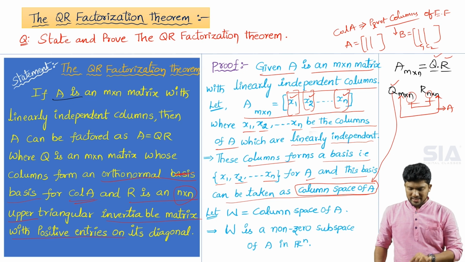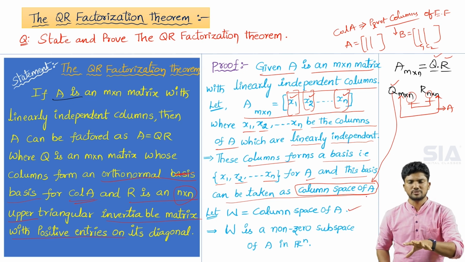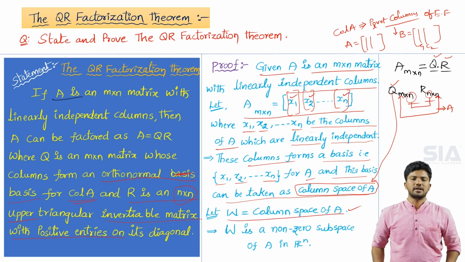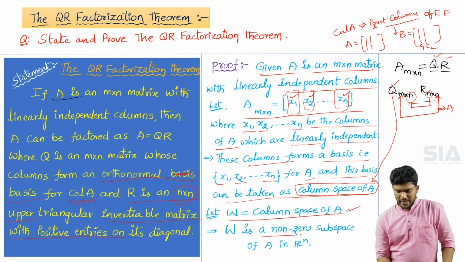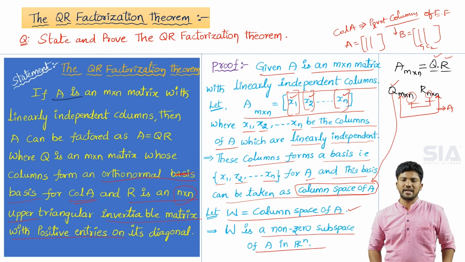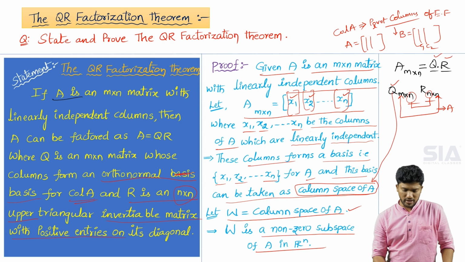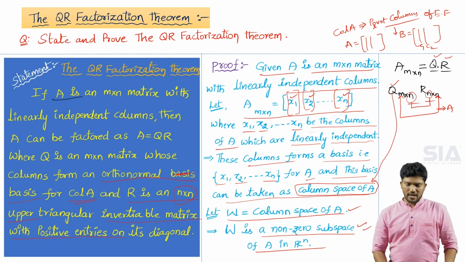That column space of A is also one matrix. That matrix here we are taking as capital W. W is equal to the column space of A, and W is a non-zero subspace of capital A in Rn. A non-zero subspace. Why? Because the columns of capital A are linearly independent, those vectors are not equal to 0. So therefore W is a non-zero subspace in Rn.